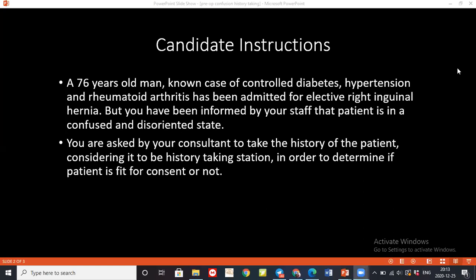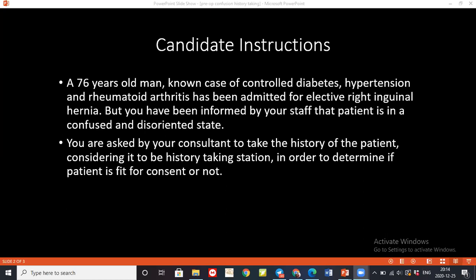Can you summarize the case for me now? Okay. So I presented a 76-year-old male that was supposed to have elective surgery today on account of inguinal hernia, with a known history of diabetes, hypertension, and rheumatoid arthritis. Today he presented with confusion and was disoriented. On history taken, his abbreviated mental test score is more than 8.